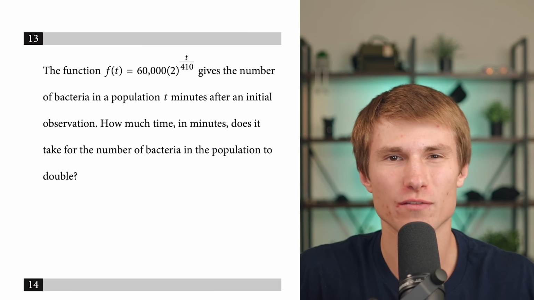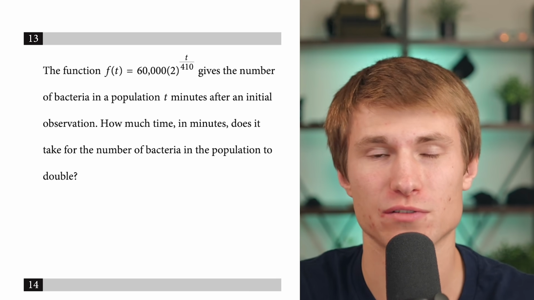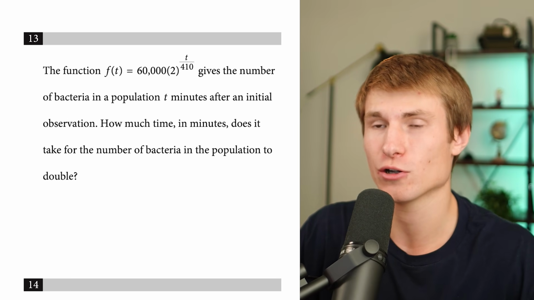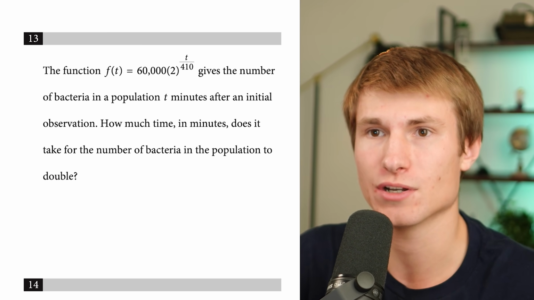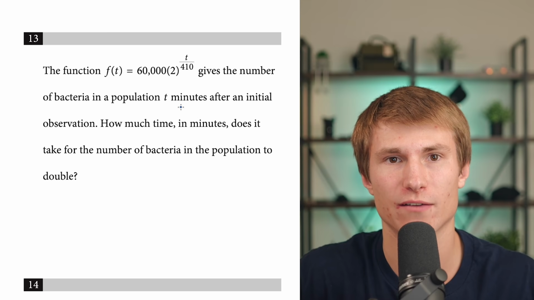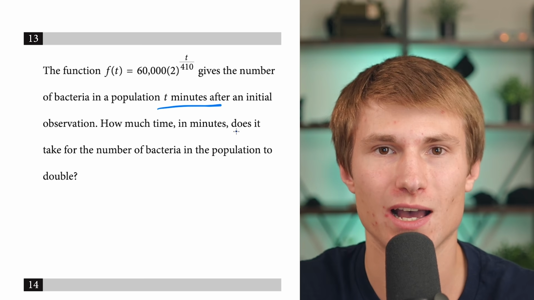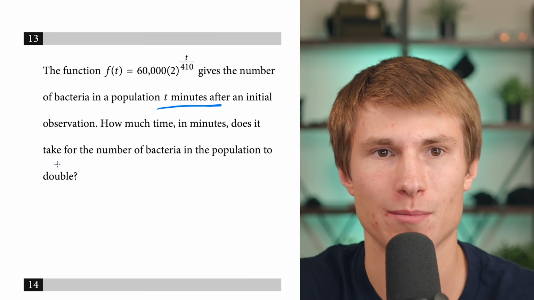Here's how to quickly solve this SAT math question by understanding the equation for exponential growth. Question 13 states the function f of t is equal to 60,000 times 2 to the power of t over 410 gives the number of bacteria in a population t minutes after an initial observation. How much time in minutes does it take for the number of bacteria in the population to double?